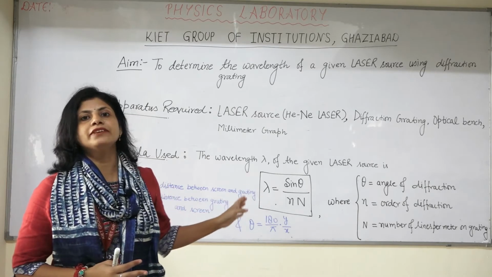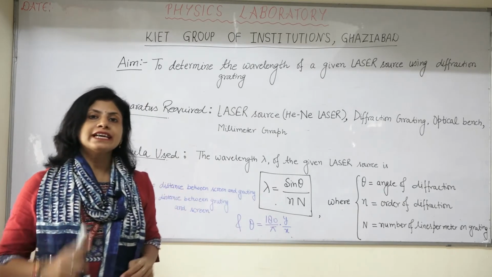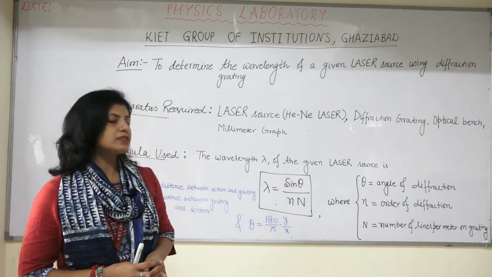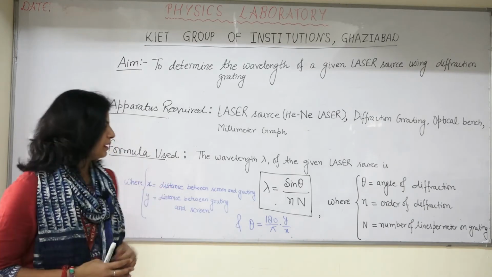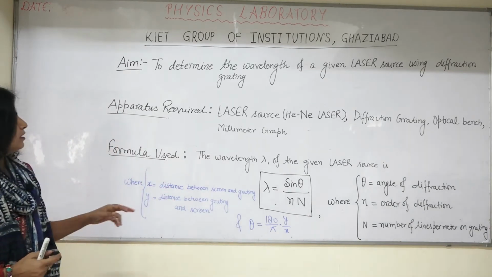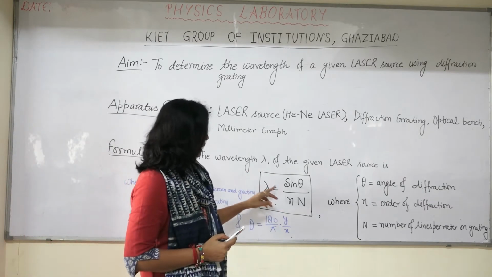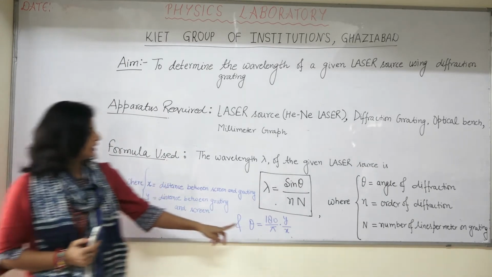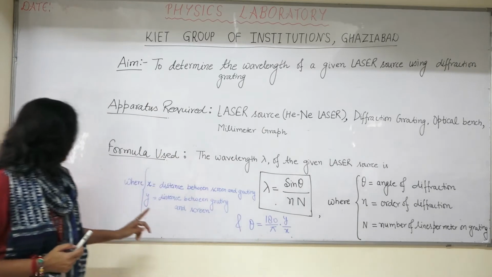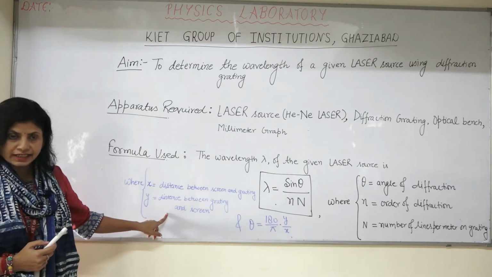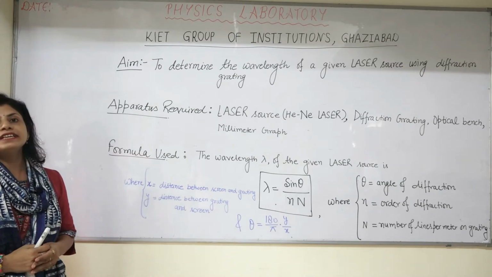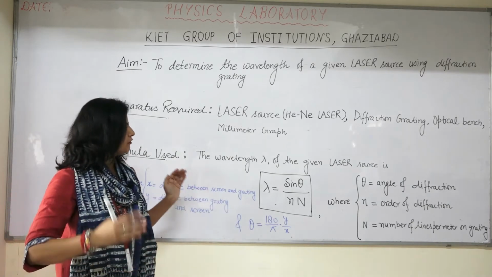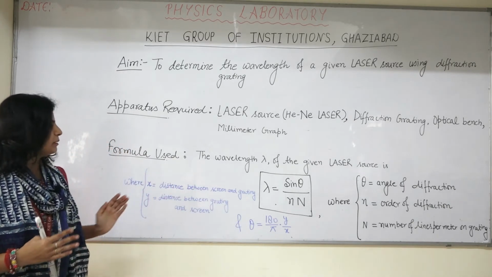Lambda is equal to sin theta divided by small n into capital N, where theta is the angle of diffraction, small n is the order of diffraction, and capital N is the number of rulings or number of lines in the grating per meter or per inch. For this purpose, we have to calculate theta, where theta is equal to 180 by pi into y by x. So, we have to calculate lambda. For this, we first calculate theta, which is equal to 180 by pi y by x.